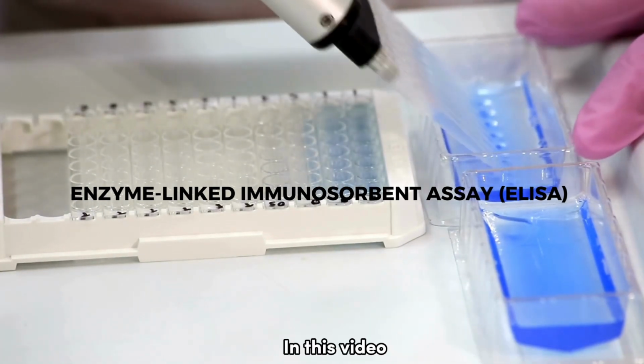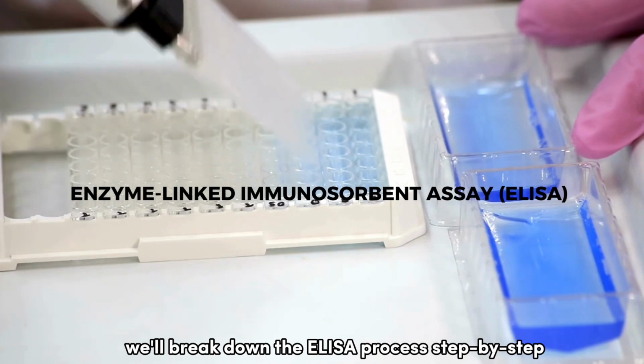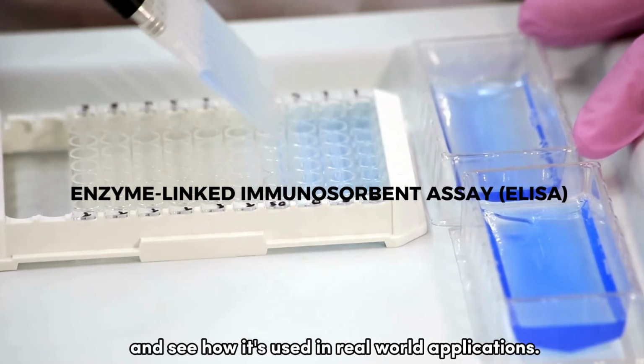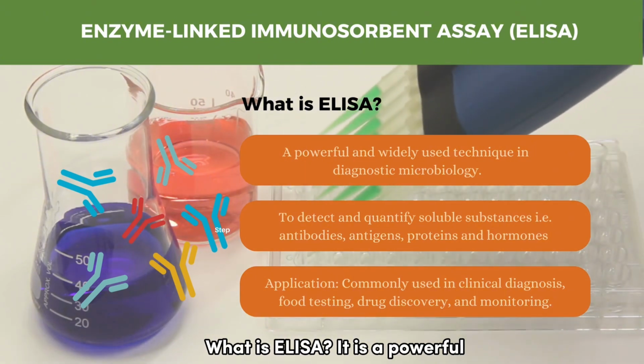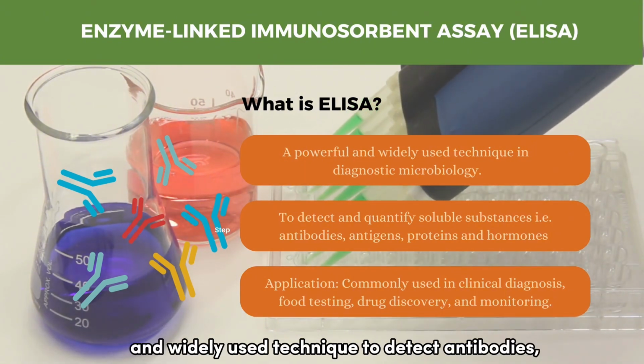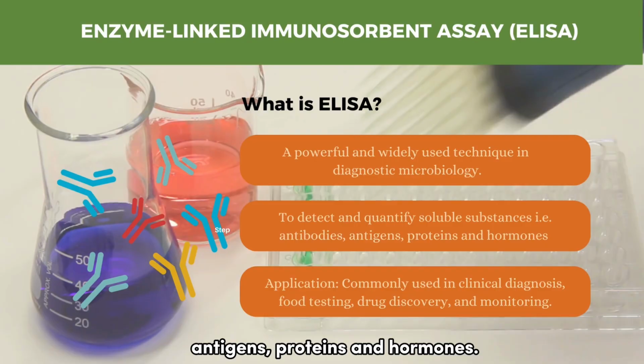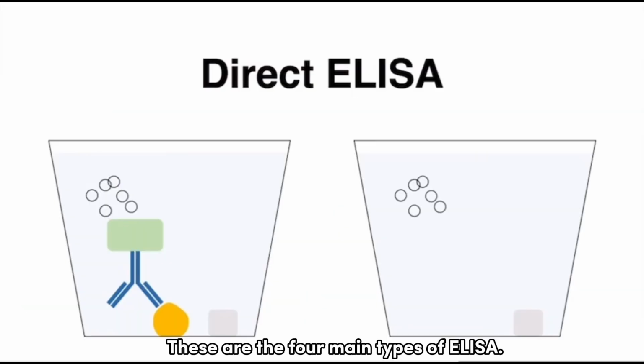Welcome to our journey into the fascinating world of the enzyme-linked immunosorbent assay, known as ELISA. In this video, we'll break down the ELISA process step by step, explore its different types and see how it's used in real-world applications. What is ELISA? It is a powerful and widely used technique to detect antibodies, antigens, proteins and hormones. These are the four main types of ELISA.